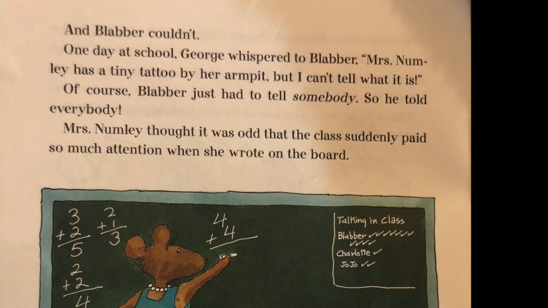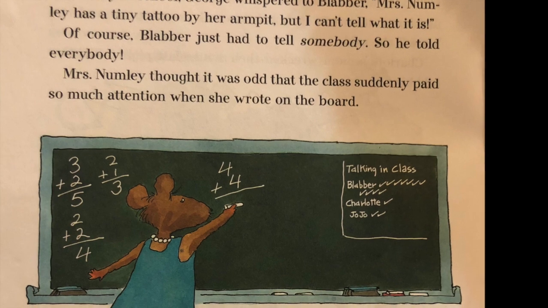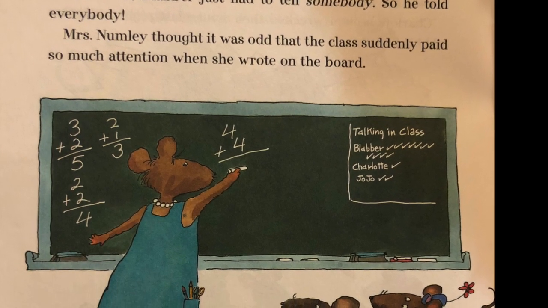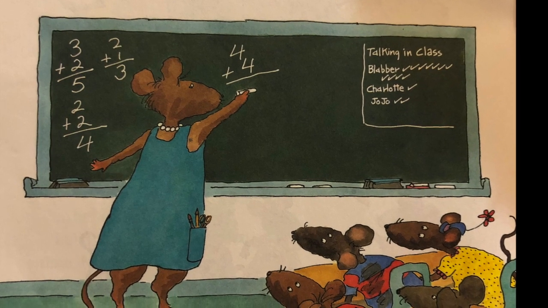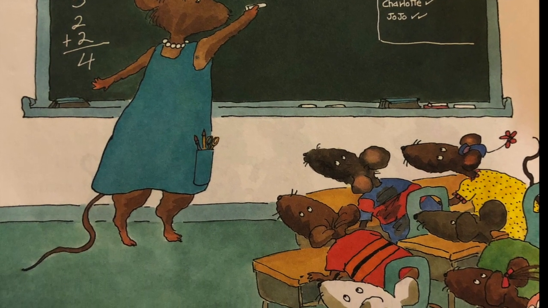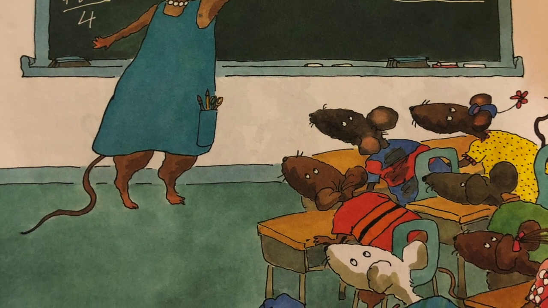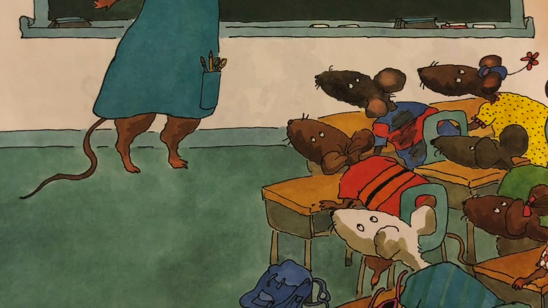And Blabber couldn't. One day at school, George whispered to Blabber, "Mrs. Numley has a tiny tattoo by her armpit, but I can't tell what it is." Of course, Blabber just had to tell somebody. So he told everybody. Mrs. Numley thought it was so odd that the class suddenly paid so much attention when she wrote on the board.